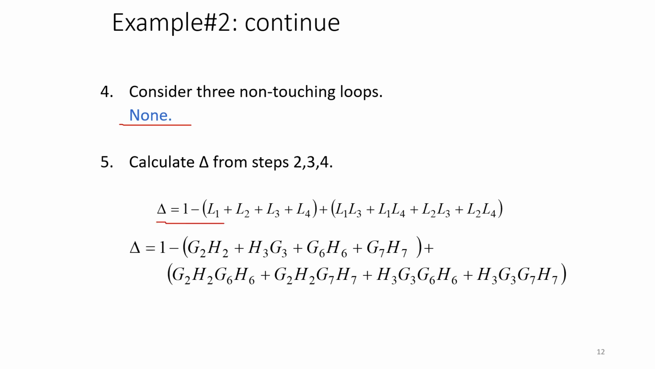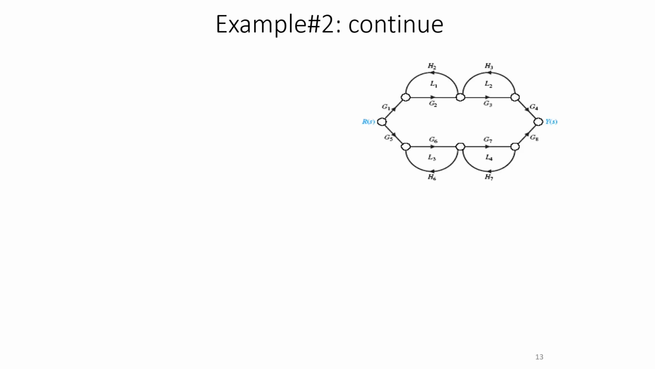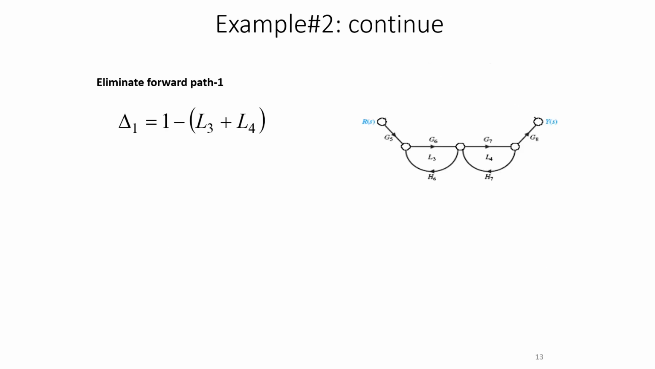So delta is taken as 1 minus L1 plus L2 plus L3 plus L4 plus L1 L3 plus L1 L4 plus L2 L3 plus L2 L4. So just replace all the gains here, you will get your delta value, the determinant value. Now after this, the last step is you need to find out your forward paths.